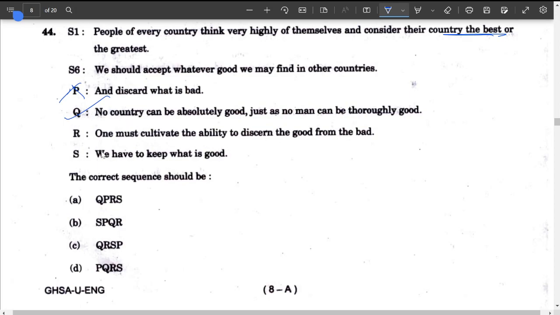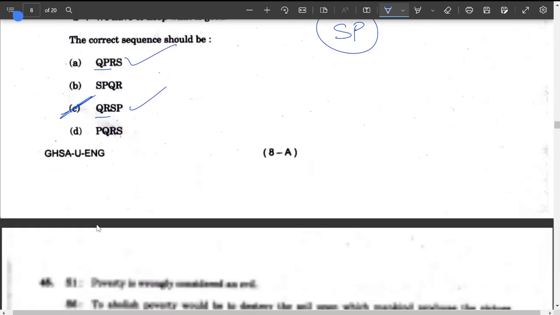Check with Q. With Q we have QP or QR. Let us check with this. No country can be absolutely good, just as no man can be thoroughly good. Okay. And discard what is bad. QP. Another one is: one must cultivate the ability to discern the good from the bad. Next, one has to keep what is good and discard what is bad. See, S and P is one combination. Now, out of these two, which has the S and P combination? That is C. Next.